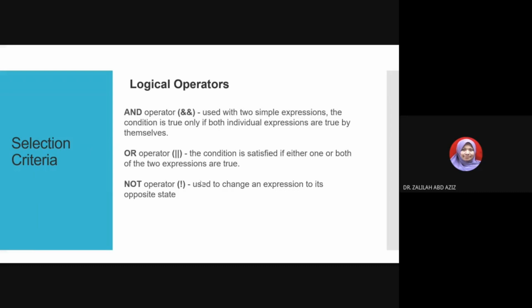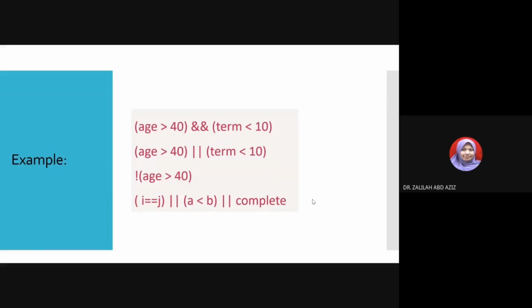And then the third one is the NOT operator. We are going to use the exclamation mark symbol. Okay, it is used to change an expression to its opposite state. If the expression is true, the result is going to be false. If the expression is false, then the result is going to be true. Okay, we will look at examples.